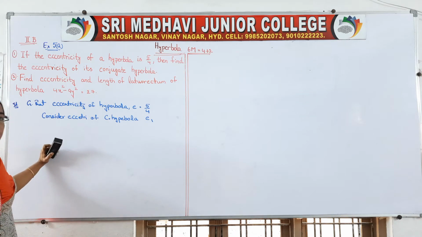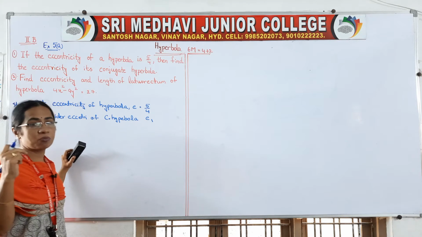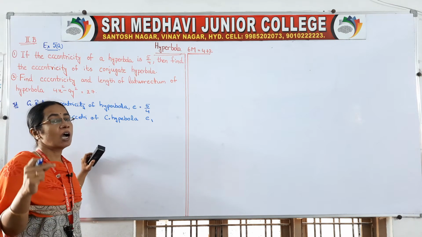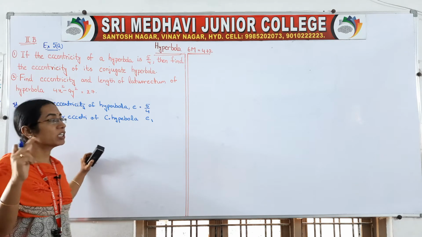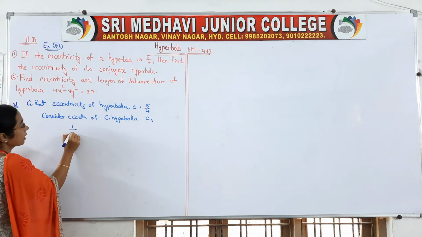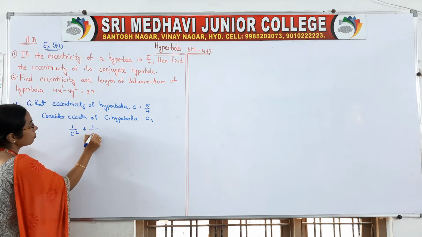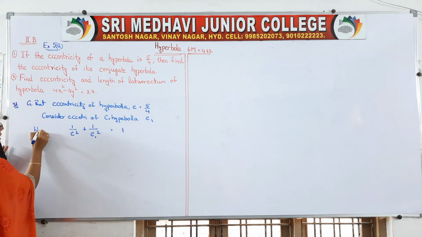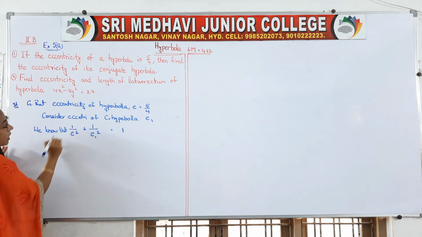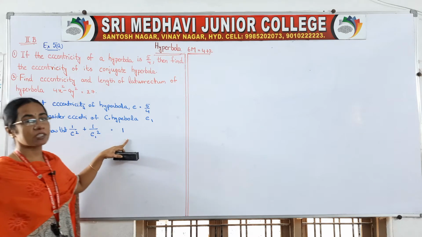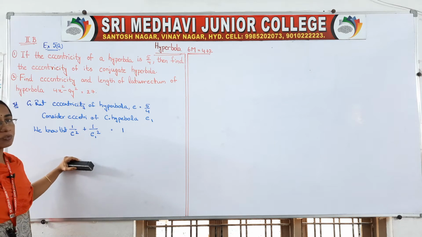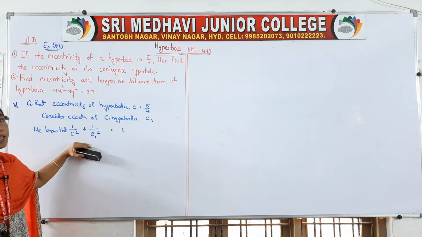In the previous class we proved one problem. We derived one equation: if E is the eccentricity of hyperbola and E1 is the eccentricity of conjugate hyperbola, then 1 by E square plus 1 by E1 square is equal to 1. We proved this result, isn't it? So this is like a formula we are using for this problem. Once we derive it, we can take that as a formula.